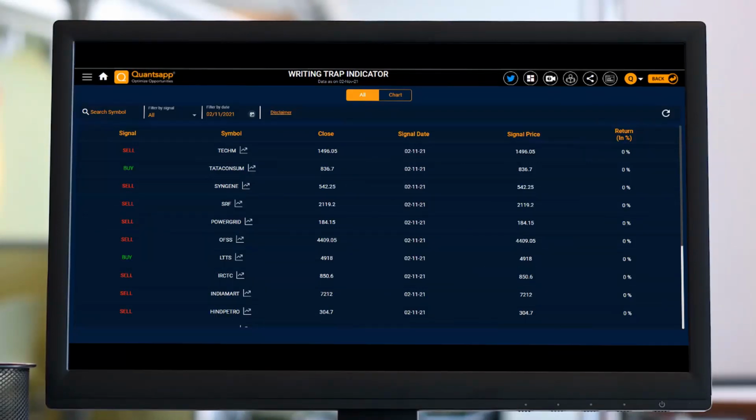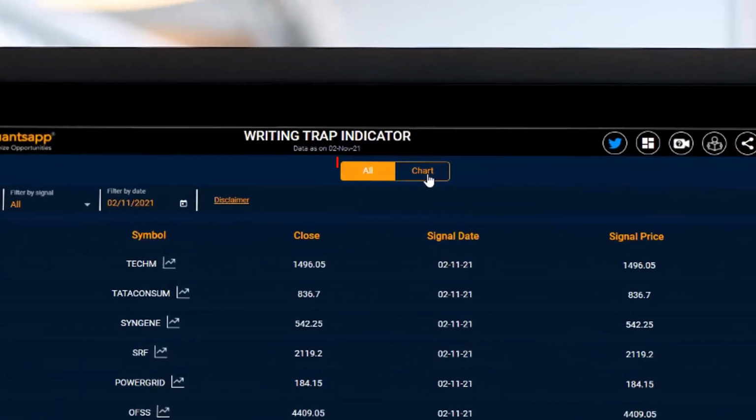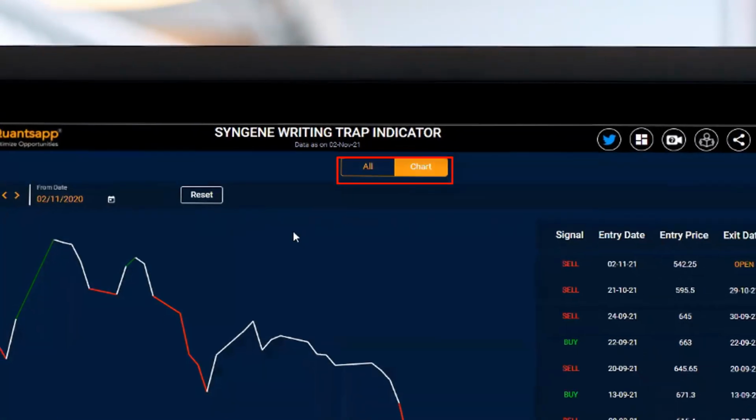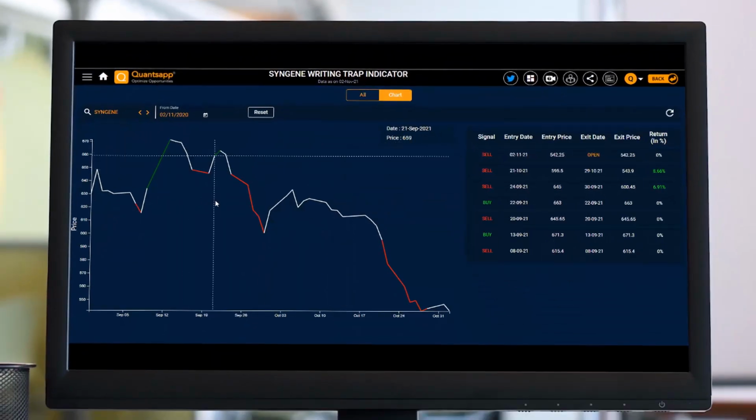Further, if we want to check the historical returns, like on what day a signal was generated and how much return that signal had provided, we can check that in the chart panel, wherein we will directly get to see on what day the signal was generated, what the signal was, when it gave an exit, and all the necessary historical data of the signal.